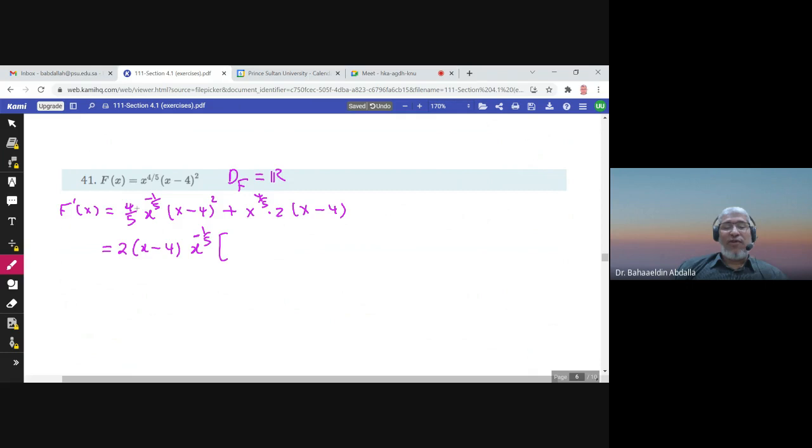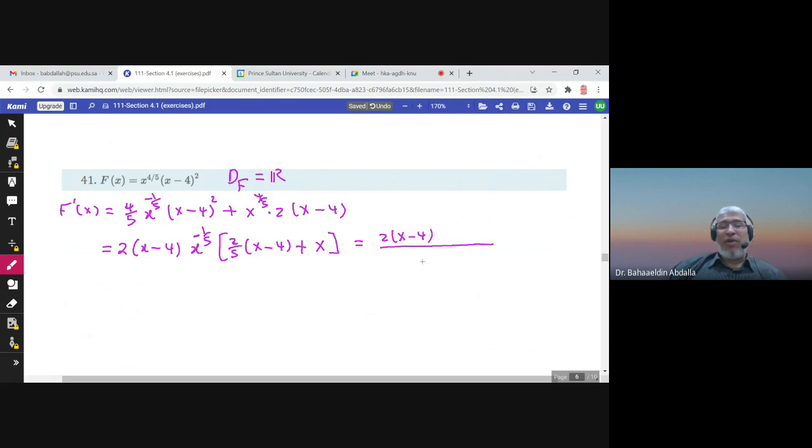So now 4 over 5 divided by 2, I'll have 2 over 5, x to the power negative 1 over 5, times x minus 4. Plus, 2 is taken, x minus 4 is taken. Now x to the power 4 over 5 over x to the power negative 1 over 5, subtract the powers: 4 over 5 plus 1 over 5, that's 1, so that's exactly x. So I have 2 times x minus 4.